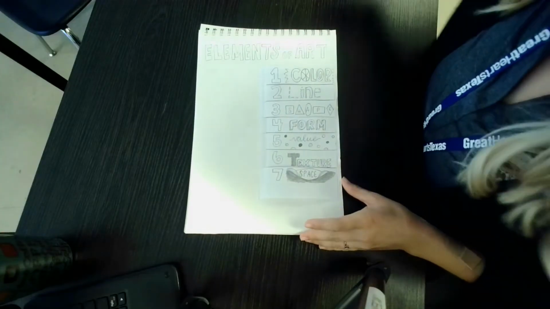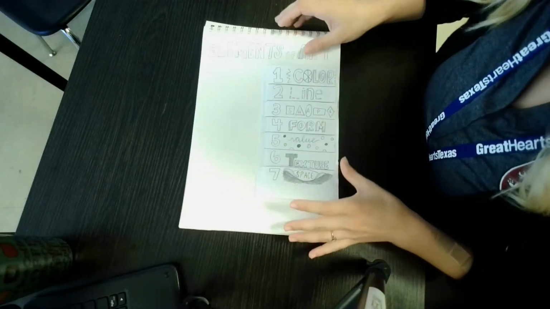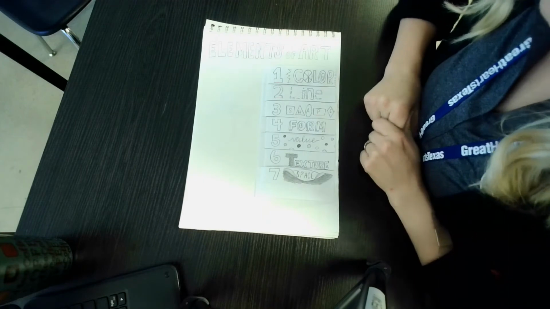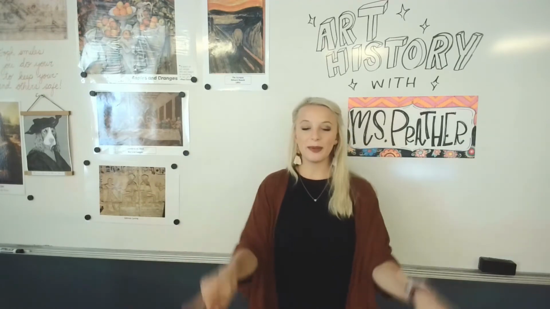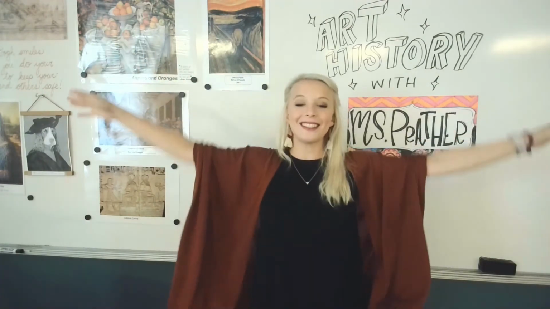We reviewed our elements of art foldable, and we're going to go ahead and review our motions really quick. Let's go ahead and stand up and do that now. Color, line, shape, form, value, texture, and then space, space, space. Remember? Because it goes out, out, out like an echo.